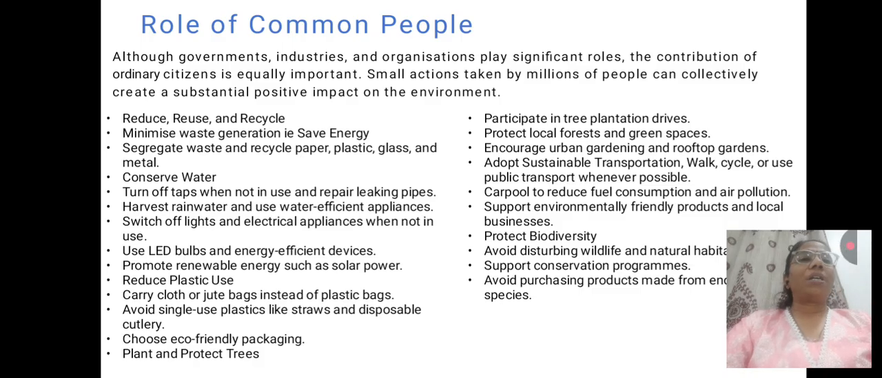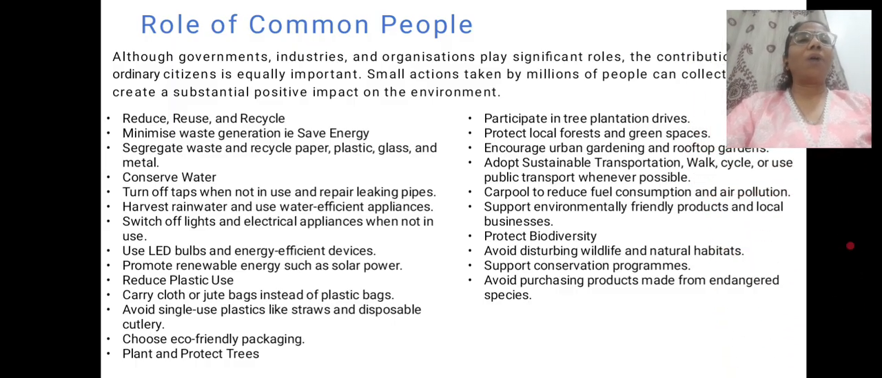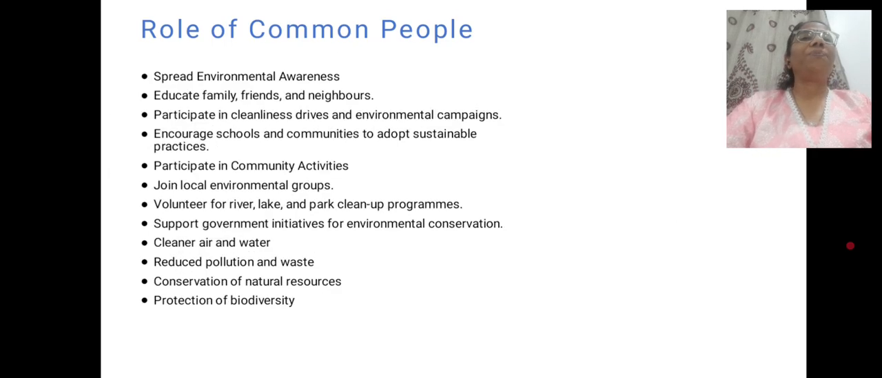Adopt sustainable transportation. Walk, cycle, or use public transport whenever possible. Carpooling is also the best option, which reduces fuel consumption and is also helpful for decreasing air pollution. Support environmentally friendly products and local businesses. Protect biodiversity. Avoid disturbing wildlife and natural habitats. Support conservation programs and avoid purchasing products made from endangered species.